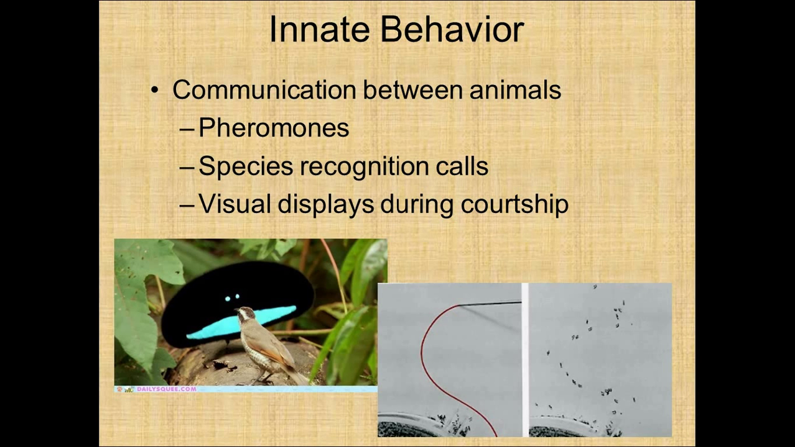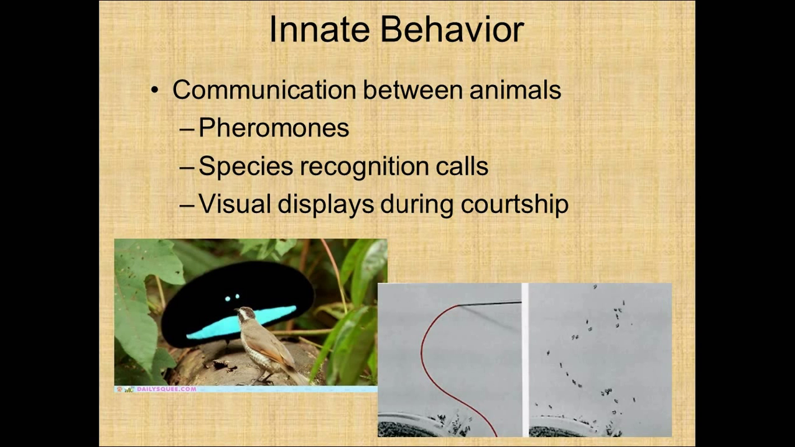Another very important innate behavior is communication. The first of these are pheromones. These are chemical signals that are given out by one individual that cause a response in another. My example is the picture on the right. These are ants. Ants use pheromones to direct other members of the nest to food sources.